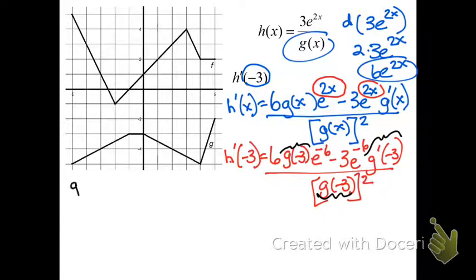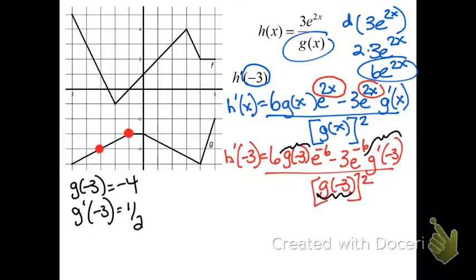So g of -3 would be the height of g at -3. And that looks like right there, that looks like a -4. Okay, so that means two of those will be a -4. Now let's find g prime of -3. That's going to be the slope there. Well, using two different points, that slope looks like it's up 1 and over 2. So 1/2. Oops, that was a mistake. 1/2. All right, so now let's change all of those values.